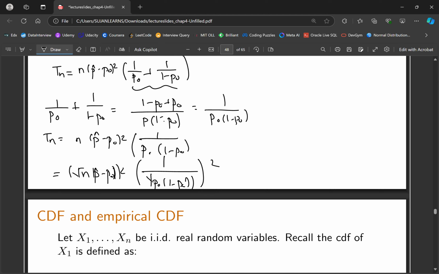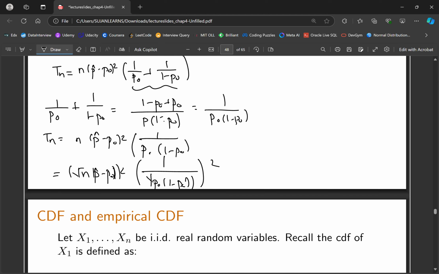Now, in the end, let me conclude by saying that the chi-square test for k equal to 2 is essentially the same as a test for a binomial parameter p. This is useful because it means we don't need to perform a separate test for a Bernoulli distribution. We can use the same test statistic.